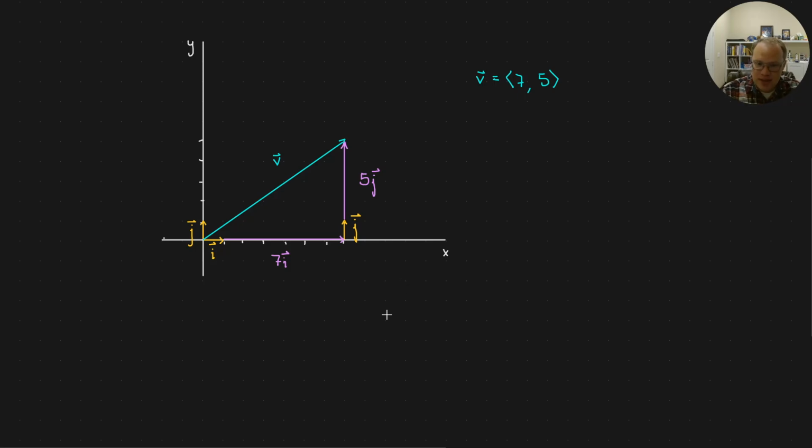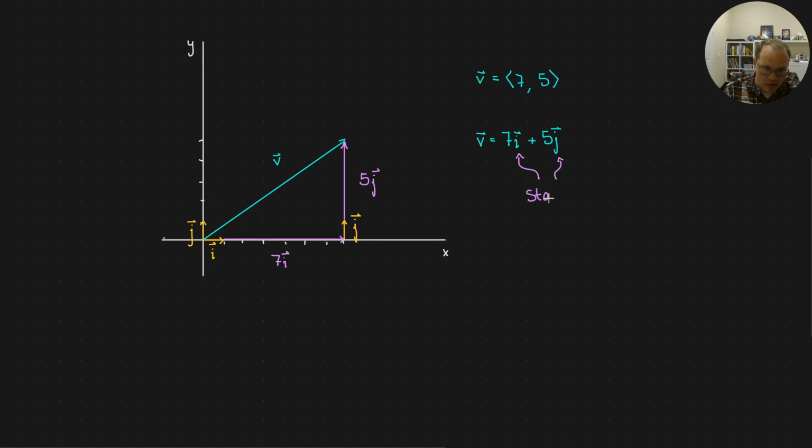So putting these together, going this direction and then going this direction, notice I end up in the same spot, right? And so another way that I could represent vector v here is 7 times vector i plus 5 times vector j. We call i and j the standard unit vectors.